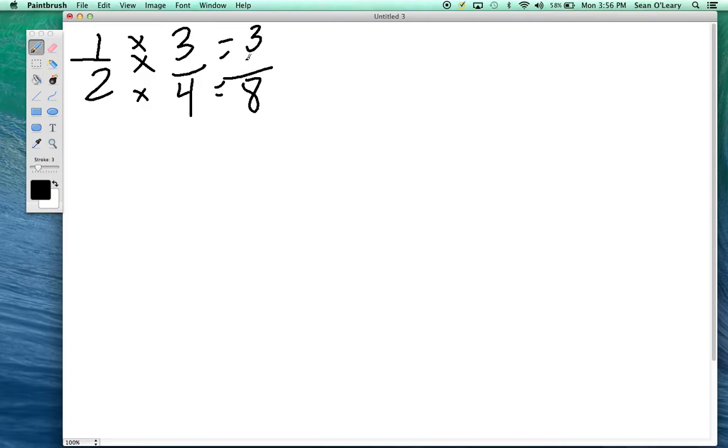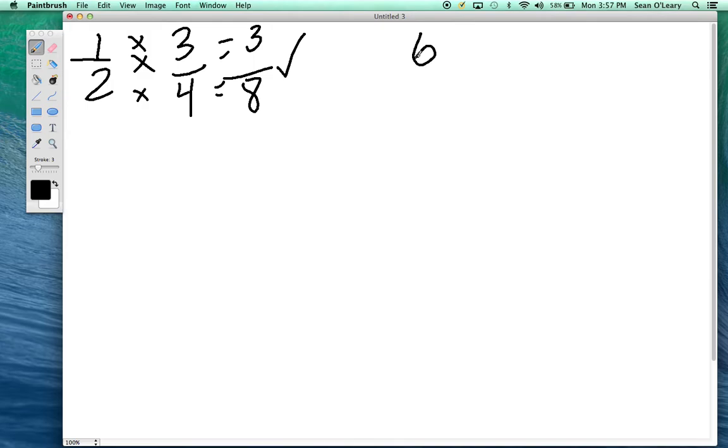So there's our fraction. We then have to look at our fraction and ask ourselves, is there anything other than 1 that goes into the numerator and the denominator? And there isn't, so we know that fraction is in simplest form. Let's try one more, and then I'm going to have you do a couple on your own.